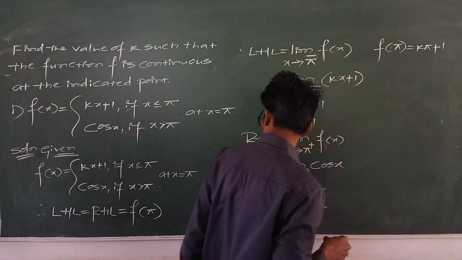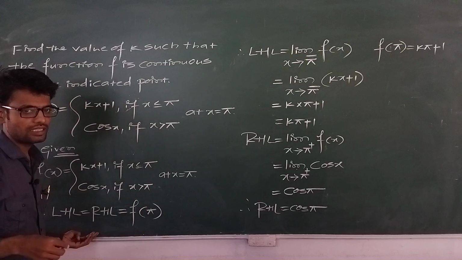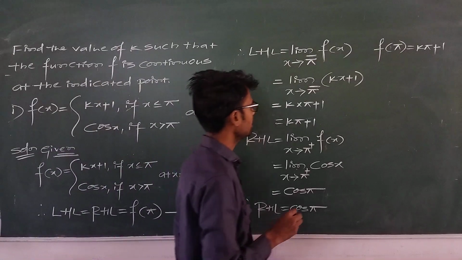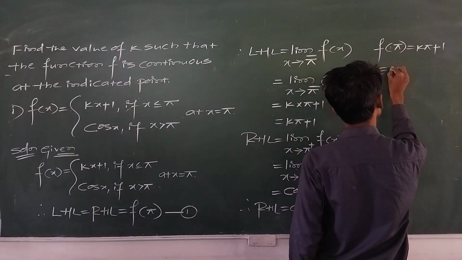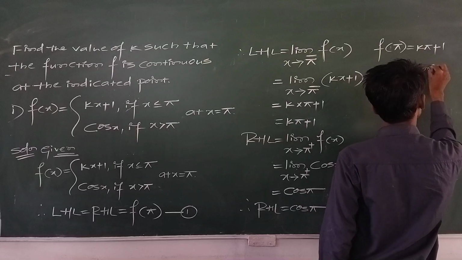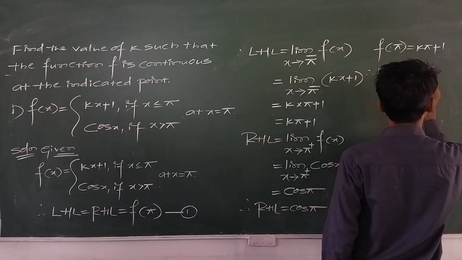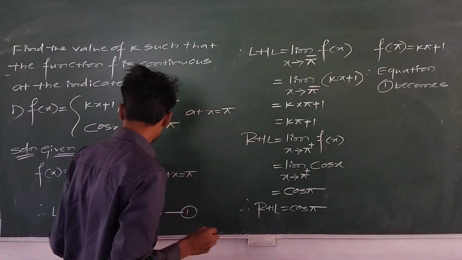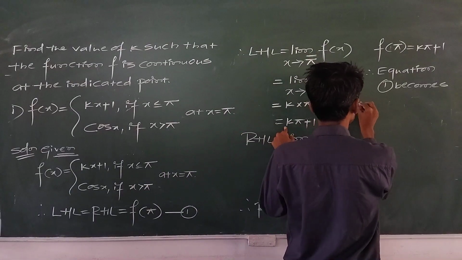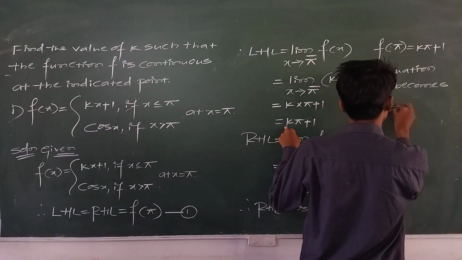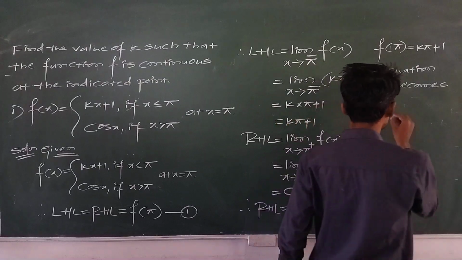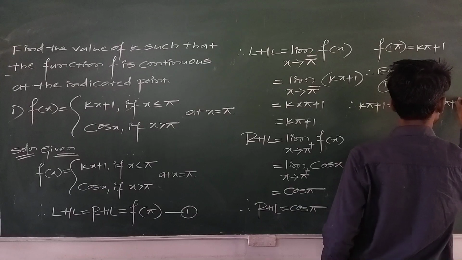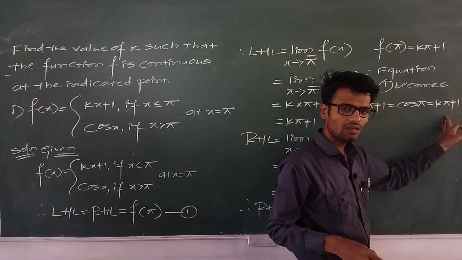So all these values you have to take in this equation. I'll write this is equation 1. So equation 1 becomes: the LHL value we have is k pi plus 1, equal to the RHL value. The RHL value is cos pi, and that is equal to f of pi, which is k pi plus 1. So here also we have k pi plus 1 and here also k pi plus 1.